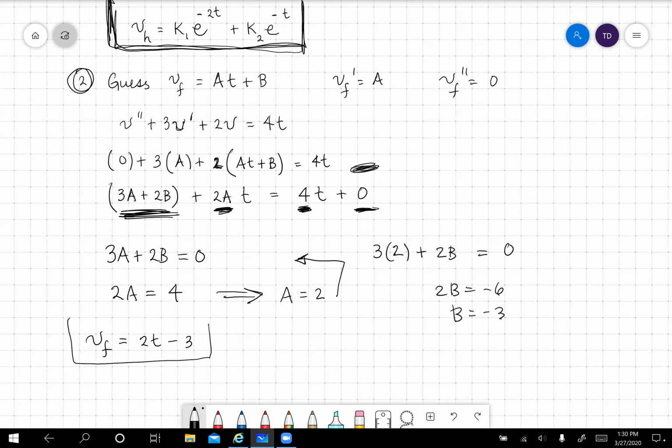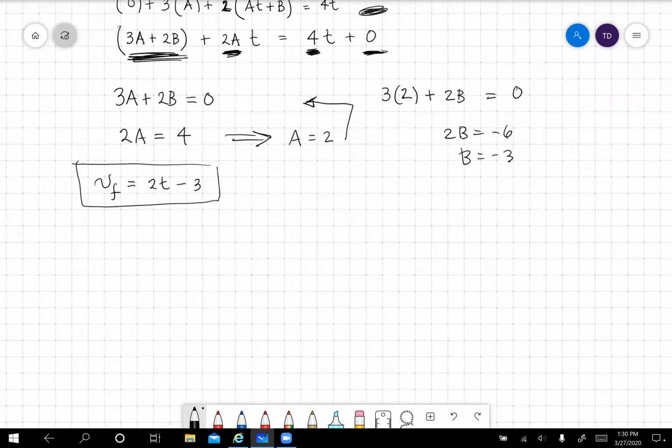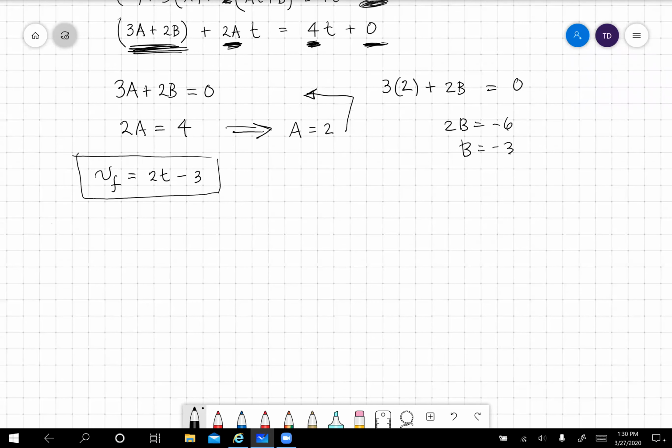And there's that part. So now we have both of them. Next step is take those two terms and put them together to form the complete solution. So here we go. Step 3, the complete solution is V equals VF plus VH. And that's equal to VF, 2t minus 3, plus VH. And VH is K1 e to the minus 2t plus K2 e to the minus t.